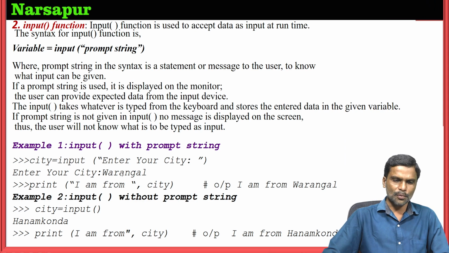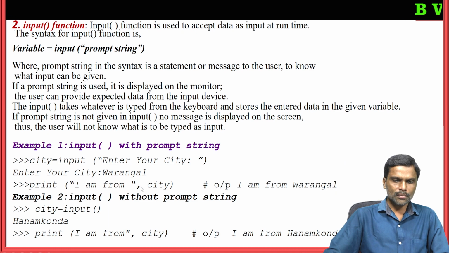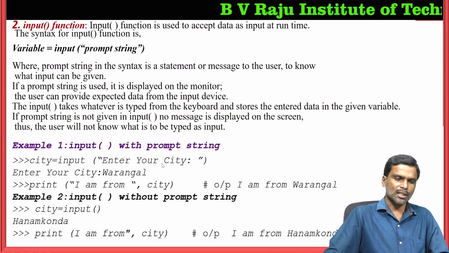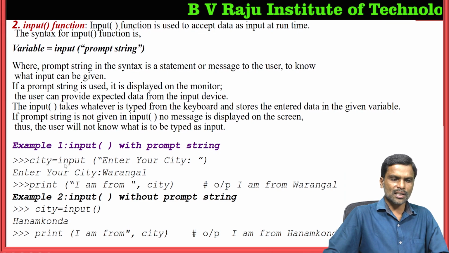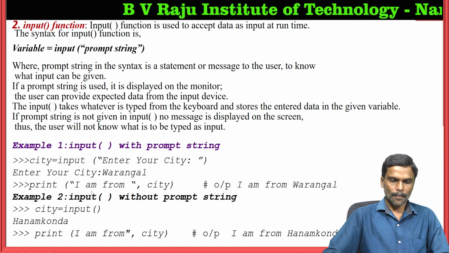If I give Narsapur here, then print I am, comma, city. So this is again a prompting string. I am is the prompting string. I am, comma, city. What will your output be? I am from Warangal. This is called the prompting string, what the user wants to display. And this is the input syntax, what the user wants to give as input.